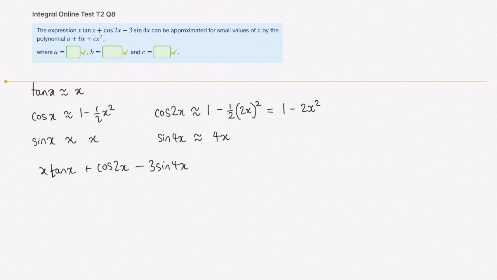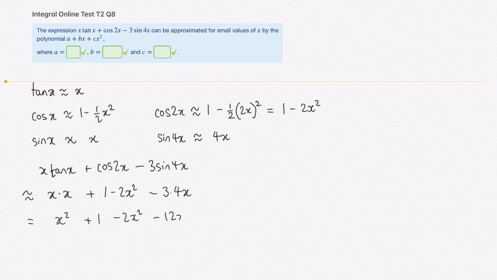So we know for small values of x, this is approximately equal to x, well, our small angle approximation for tan x is x, so x times x, plus cos 2x, which we said for small values of x is approximately 1 minus 2x squared, subtract 3 lots of sine 4x, but for small values of x, that's approximately 4x. So simplifying this expression, we get x squared plus 1 minus 2x squared minus 12x, which is negative x squared, negative 12x plus 1. And let's be very, very careful about this.